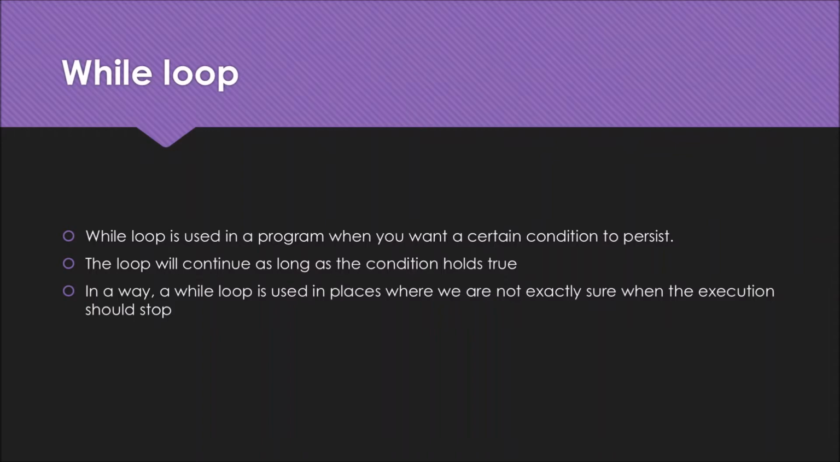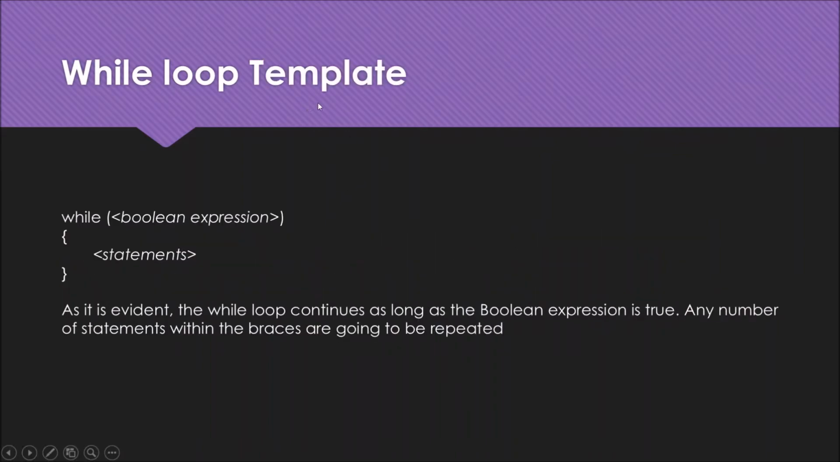A while loop is normally used in places where we are not exactly sure when the loop should break, like when the repetition should stop. It can be used in places where there is a numerical value and you slowly reach that value, but generally it is used where you want the loop to keep on running and only end when we want it to end, rather than at a certain set value. So that is what a while loop is, and this is the template for the while loop.